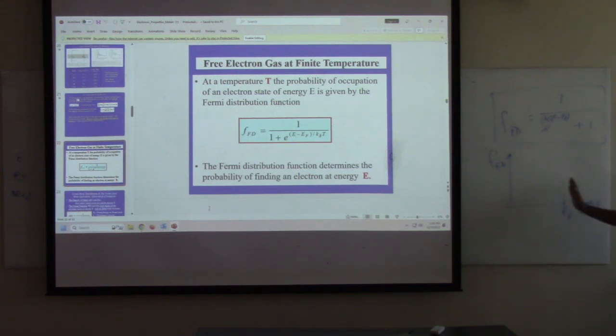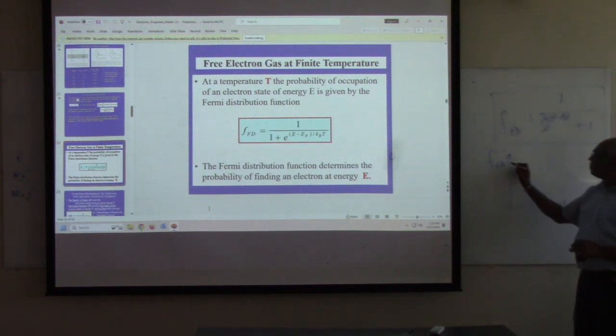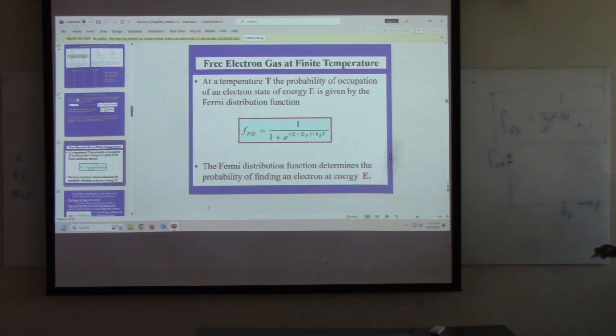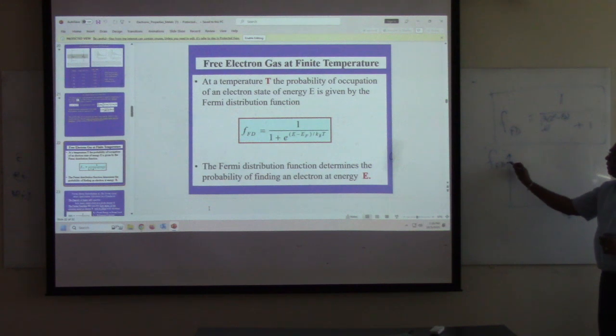Suppose E is less than EF. That means what is this function? This becomes a negative number, right? That means you have e to the negative large number. That means 1 over a large number means infinity. So sorry, 0. That means it becomes 1 over 1. That means that becomes 1 here. But anything very large here, it becomes 0. Anything much away from EF, that becomes still 1.